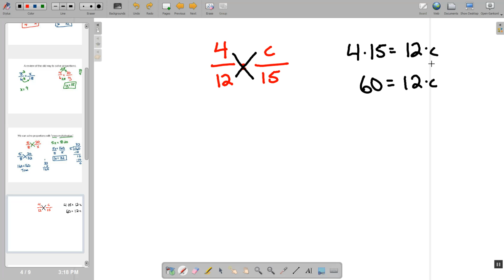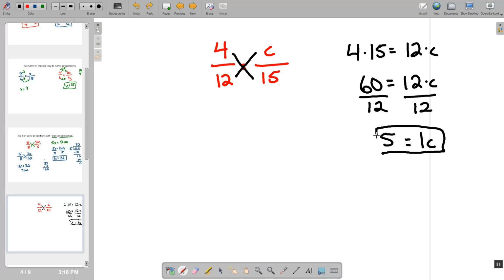Well, there's two ways to solve this from here. You can either do the guess and check, 12 times 1, 12 times 2, 12 times 3 until you figure it out, or you can simply divide both numbers by 12. 12 divided by 12 gives us 1c, which is what we want. And 60 divided by 12 is actually 5, right on the nose, because it goes 12, 24, 36, 48, and then 60 on the nose. So our answer is 5 for c.